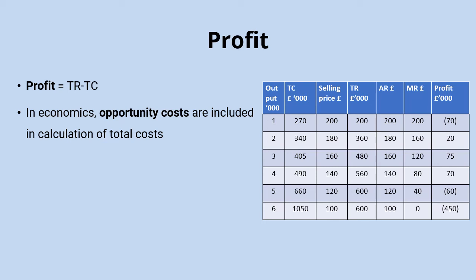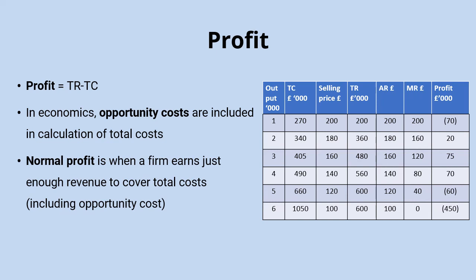But the economists would say that actually we need to include that £25,000 opportunity cost that you could have earned in your other job, which you've given up in order to start your own business. So actually in that case, your economic profit would be £5,000, not £30,000. And so we call it normal profit when a firm earns just enough revenue to cover their total costs. And so in accounting terms, we would talk about that as being break even, but actually we're including those opportunity costs that accountants wouldn't. So we call that normal profit.